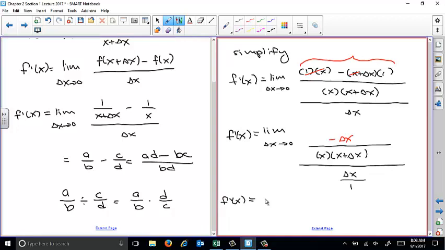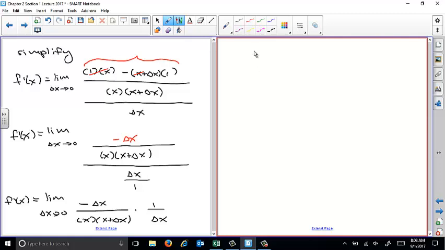So what we'll have is the limit as delta x goes to 0 of negative delta x divided by x times x plus delta x, times the reciprocal, which is 1 over delta x. That's our simplification. It's still indeterminate at this point, but now we're going to divide out delta x, because we have delta x in the numerator and delta x in the denominator.